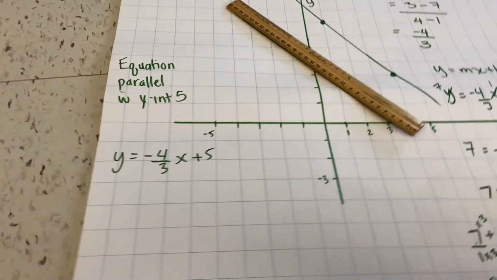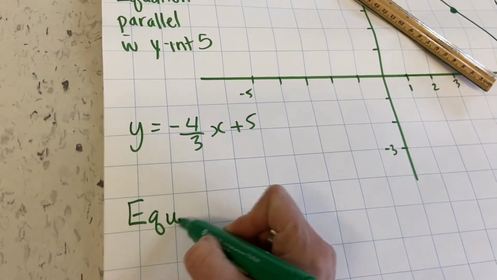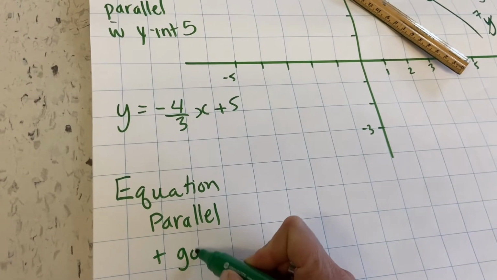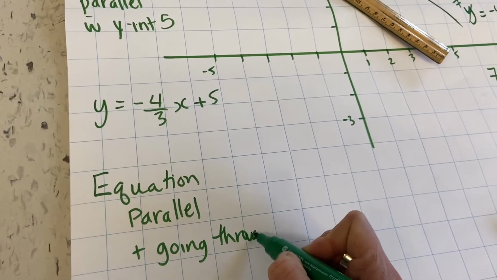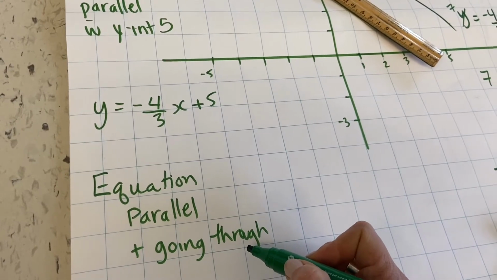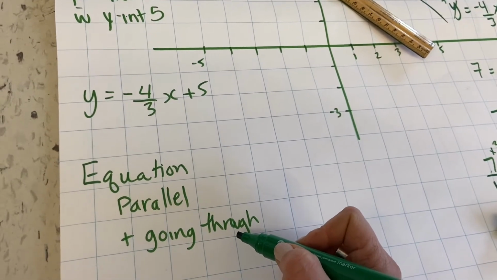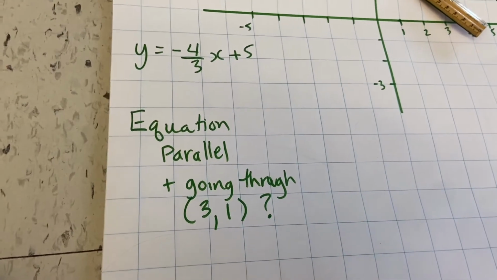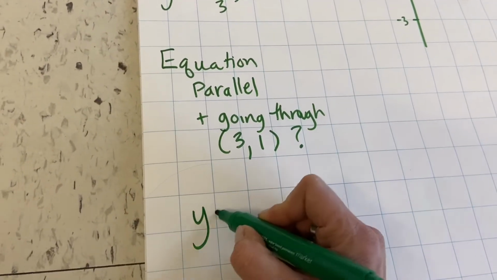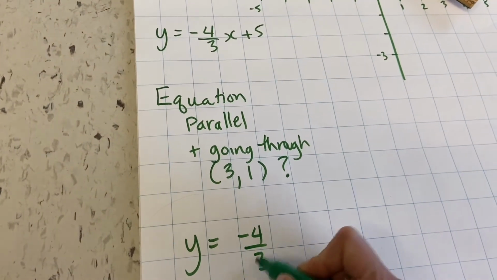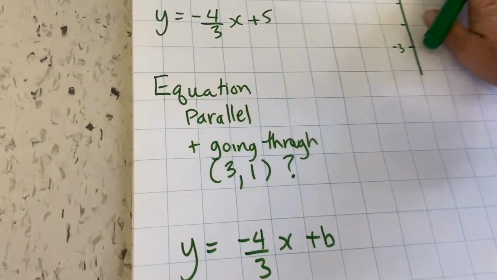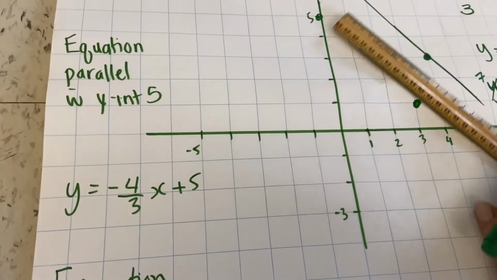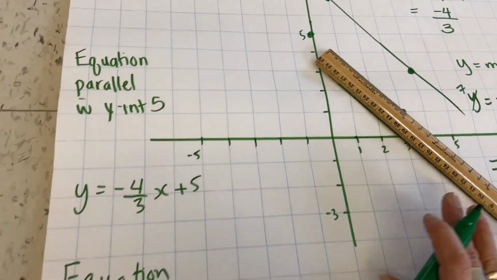If I wanted to make it a little trickier, and I wanted to find the equation of a line parallel to this one and going through the point (3, 1), how would I do that? Well, I know that if it's parallel, it's going to have the exact same slope. It's going to have slope -4 over 3 x. We just don't know where it would start. We would want it to go through the point (3, 1). So my question is, where would the y-intercept be?